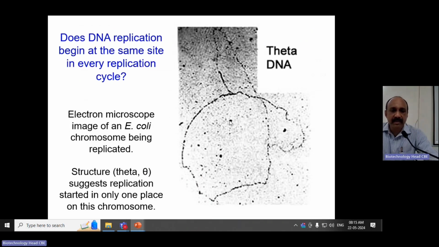So this is the actual picture. In a bacterium, when it replicates, you see these two. The chromosome is replicated into two different catenanes, right? This is what is called the theta structure. Like this, it forms a theta structure, which suggests that the replication started in only one place on this chromosome.